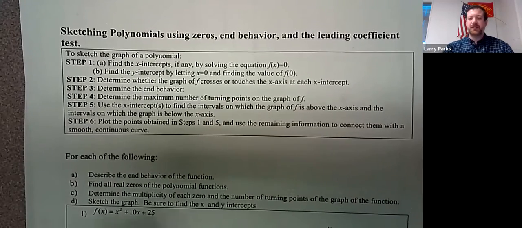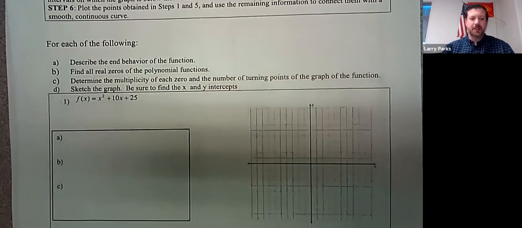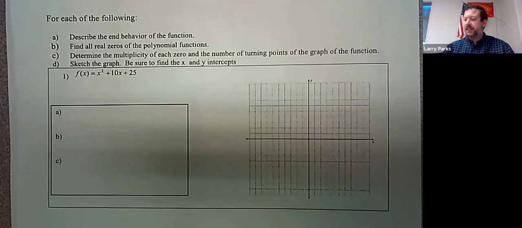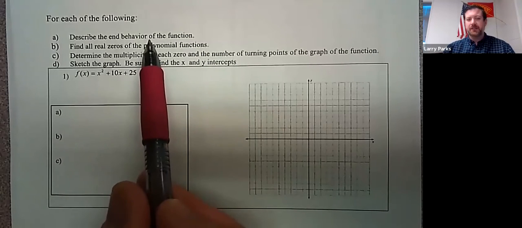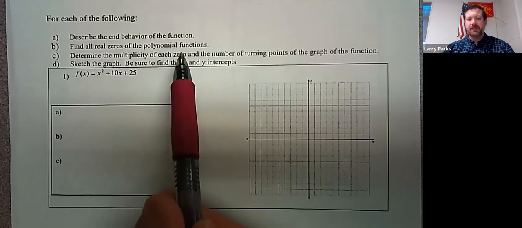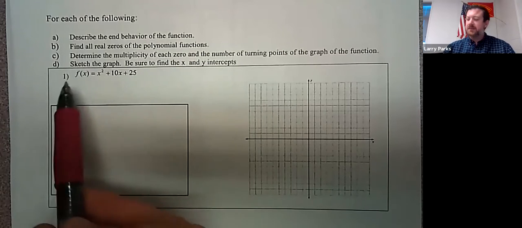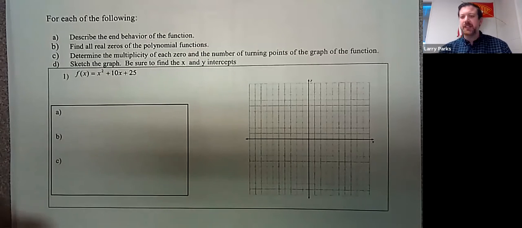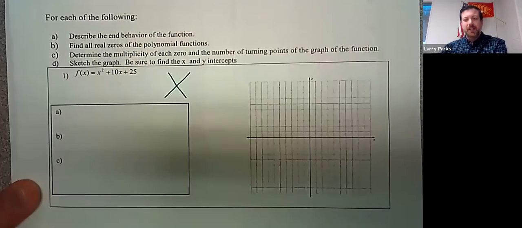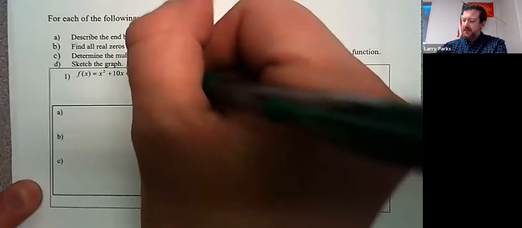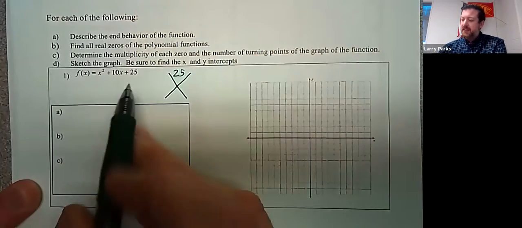here's some steps on how to graph a polynomial. Again, I'll let you read that yourself. And then this problem, they want us to describe the end behavior, find all the real zeros, determine the multiplicity of each zero, and then sketch the graph. You guys know how to factor this. We could do this one, and this is review. It's a quadratic. So what I would do is I'd say, okay, what multiplies to 25 but adds to 10?